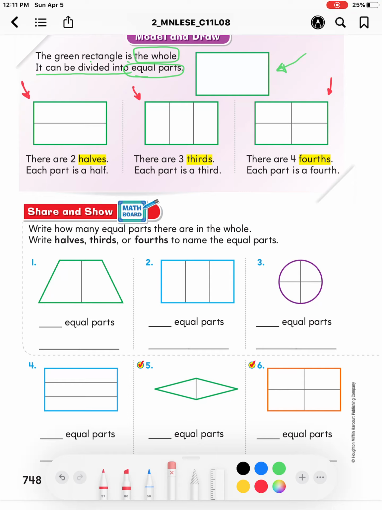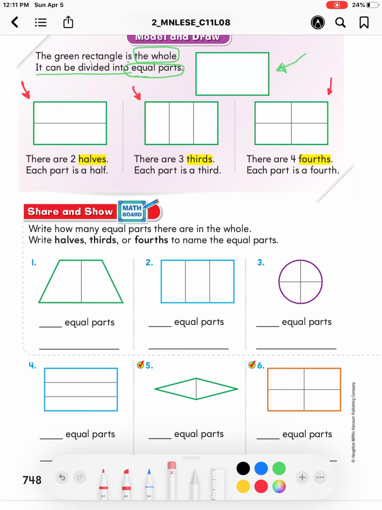So now I need to ask you a question. Look at the different ways that the rectangle is divided into equal parts. How are the halves and the thirds different? Excellent! I can hear someone saying halves and thirds are both equal parts of a whole. Halves are two equal parts that make up the whole, which is the green rectangle here. And thirds are three equal parts that make a whole.